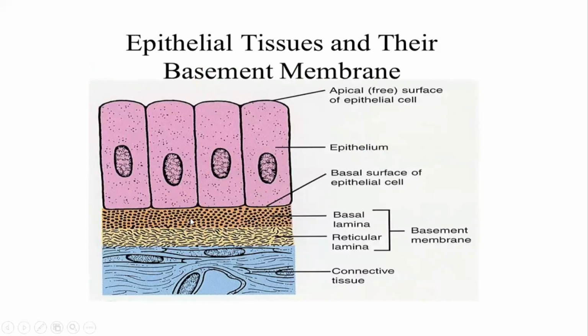So this is an example of an epithelial cell. These purple ones are epithelial cells. Underneath them, they have a basement membrane. That membrane is made up of two major things: the basal lamina and the reticular lamina. And the basement membrane is connected to the underneath connective tissue. And over here, they have a free apical surface. This one is connected and the apical surface is free.